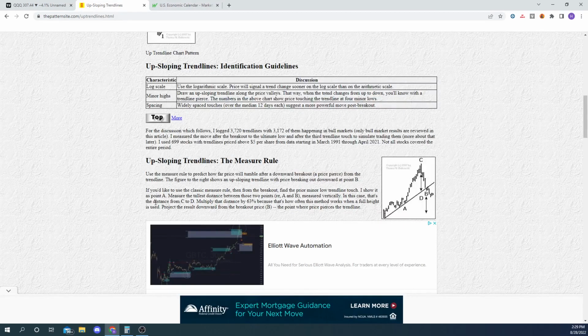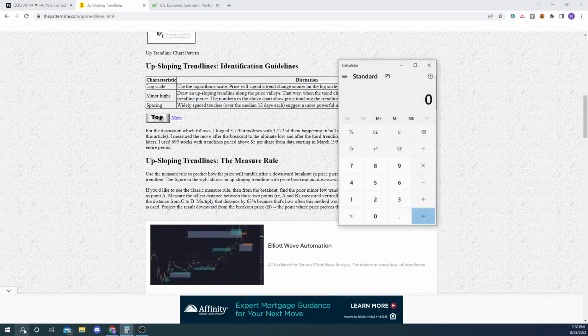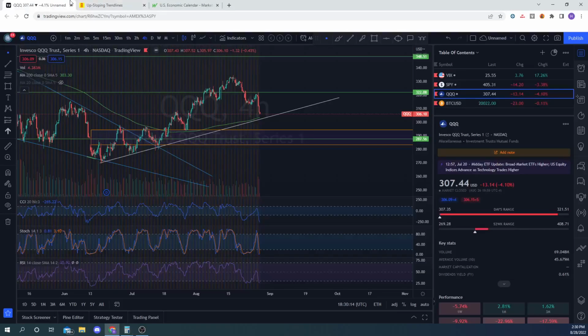I show as point A, measure the tallest distance between the 2 points, A and B, measured vertically. In this case, that's the distance between C and D. Multiply that distance by 63% because that's how often this method works. When a full height is used, project the result downward from the breakout price B, the point where the price pierces the trend line. So let's just pull up the calculator real quick, and we can quickly do this.